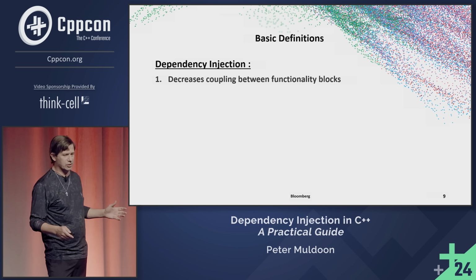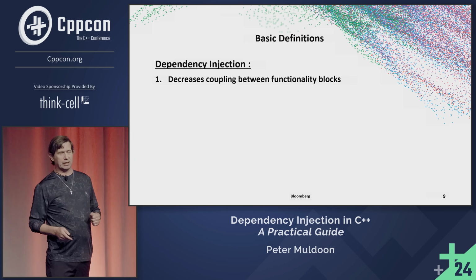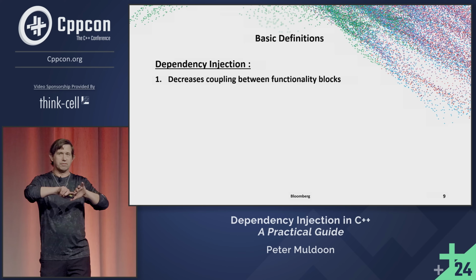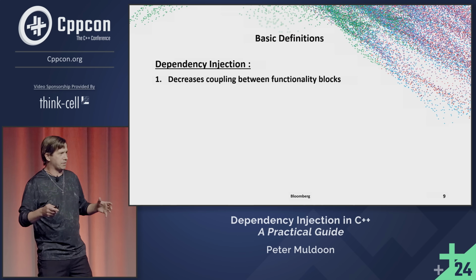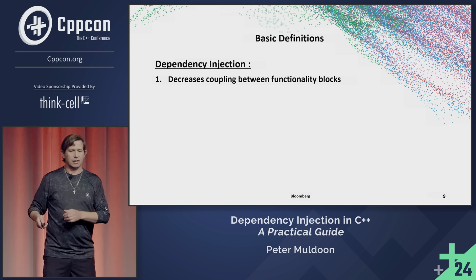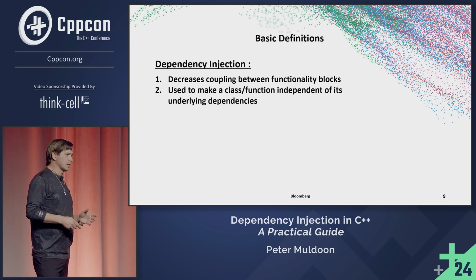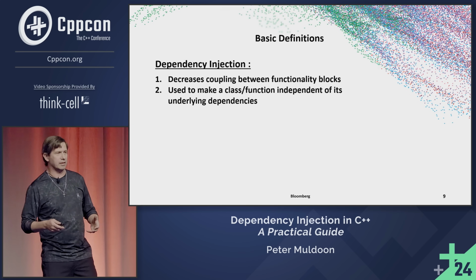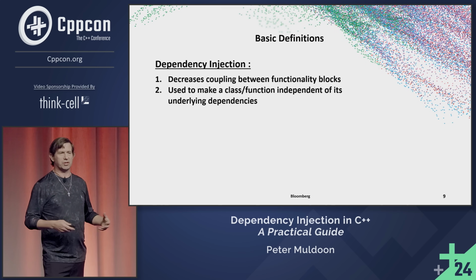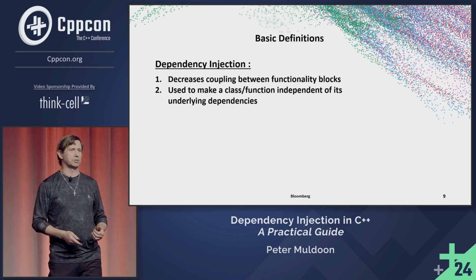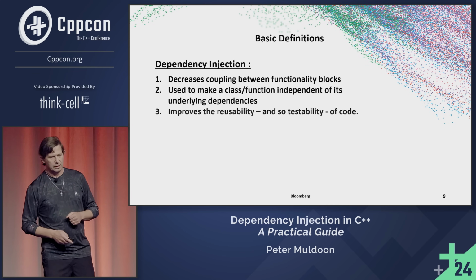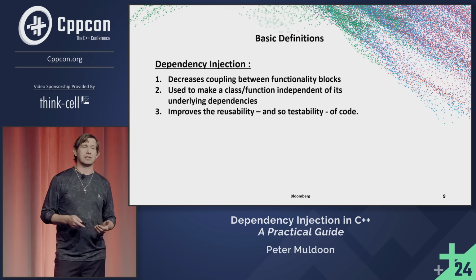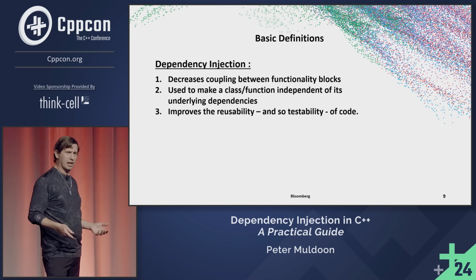So what is dependency injection? I say it decreases the coupling between functionality blocks. And if you need dependency injection, it usually forces you to take pieces of functionality and set them apart. Second, it's used to make functionality in classes or functions independent of their underlying dependencies, so you're able to inject functionality into other classes and functions. This all goes to improve the reusability and so the testability of the class, because one way you reuse a class is to test it.